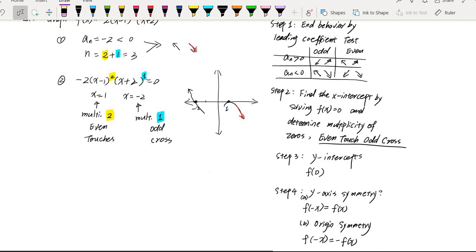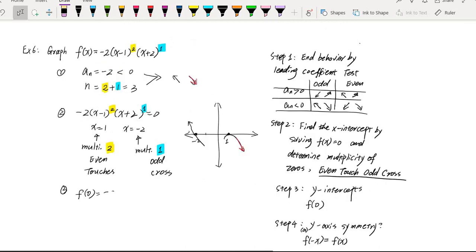And then step 3, y-intercept. So that will be negative 2 times 0 minus 1 squared, and then 0 plus 2, and then that will be negative 4. So that is my y-intercept. The y-intercept is (0, negative 4). So we're going to have something like this. Again, I'm just drawing this to have an idea of what my graph looks like.